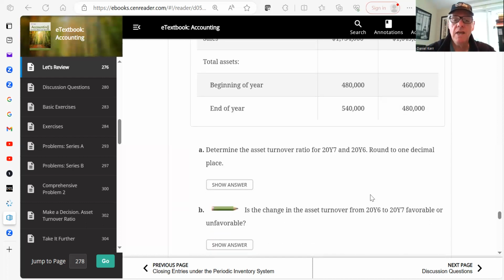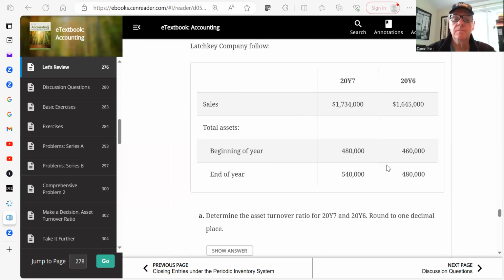And to answer the first question, round to 1 decimal place, and then do B as well. Is the change that we see, is it favorable or unfavorable? Right? So hit pause, and then try A, try B, and then come on back for an explanation.